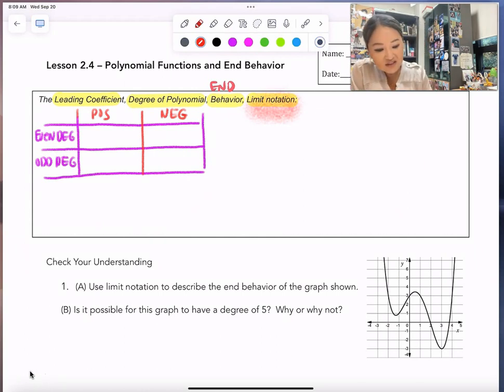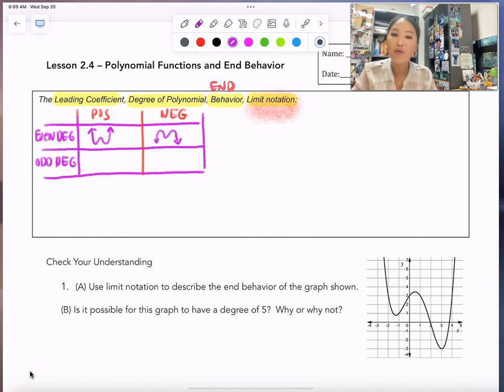Now, let's actually just do this with the diagram. Positive and even, it's going to go up, up, up, up, right? So it's going to go like this. Negative and even, it's going to go down in both directions. Okay? Odd and positive. Wait, odd and positive? Is that a good thing or a bad thing? Let's think about this. It's odd, but it's positive. So it starts off bad, but it ends up good, right?